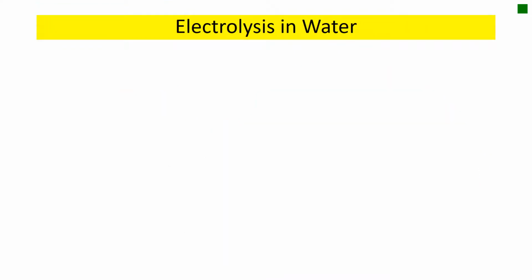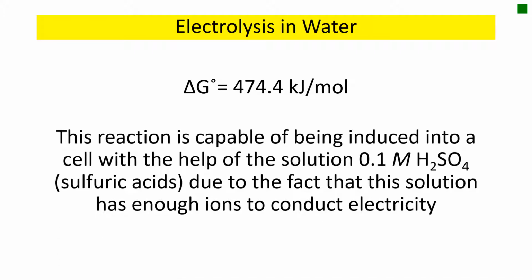For another example, electrolysis of water. Water under the conditions of 1 atmosphere at 25 degrees Celsius does not spontaneously decompose into hydrogen and oxygen gas, because the standard free energy is positive. So the electrolysis of water cannot happen spontaneously into hydrogen and oxygen if one wants it to, because the standard free energy is positive. Since it's positive, it won't be able to proceed spontaneously.